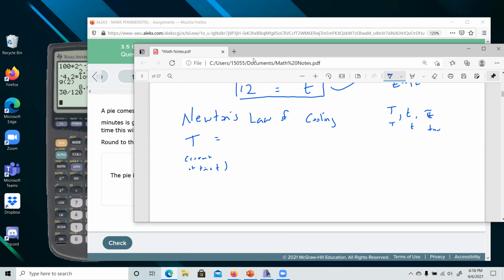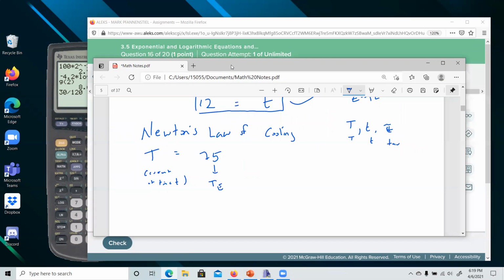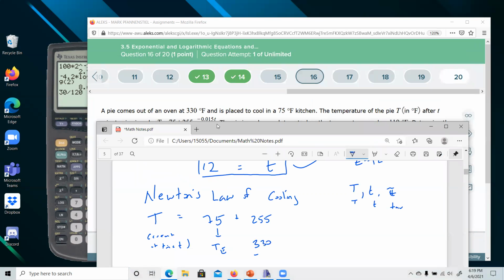Okay, so we have t is equal to 75. That's kind of nice that they give us that. If you see this in another book, they'll call that T sub E. That's the temperature of the environment. I don't think your book is going to make you go through this, though, which is fine. 255. Where did 255 come from? Well, that's 330 minus 75. Okay, that's where that came from.